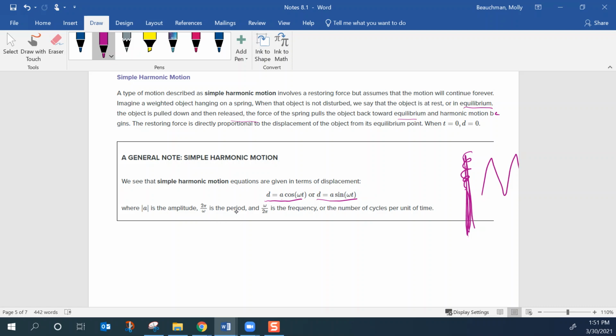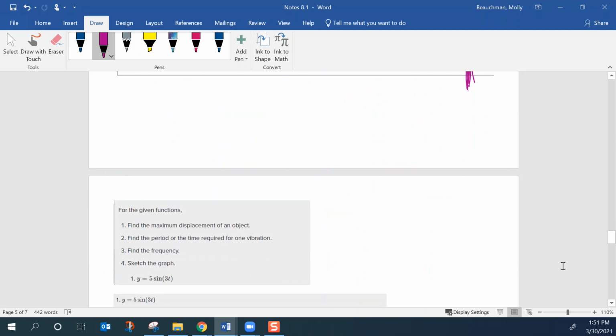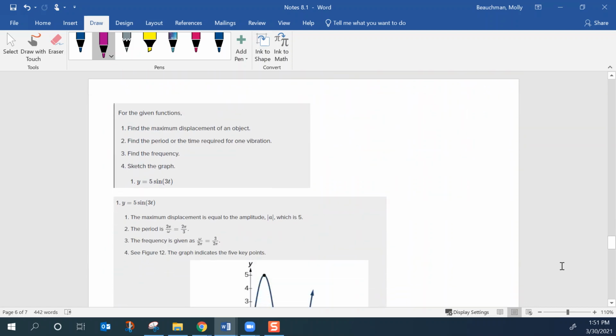And then a new introduction here. If you take 2 pi divided by W, the period, and you flip it over, W divided by 2 pi is the frequency, or the number of cycles per unit of time. So for the example, for the given function, we have y equals 5 times the sine of 3t. Find the maximum displacement of the object. The maximum displacement of the object is the amplitude, which is 5.